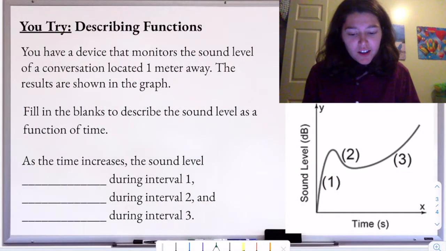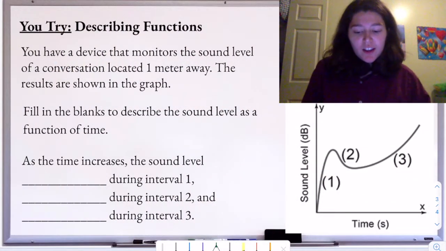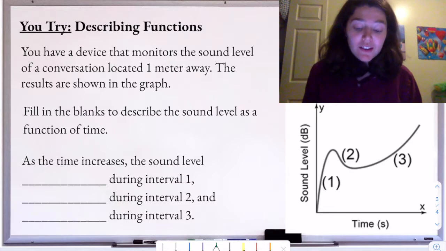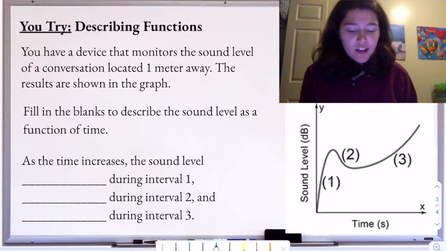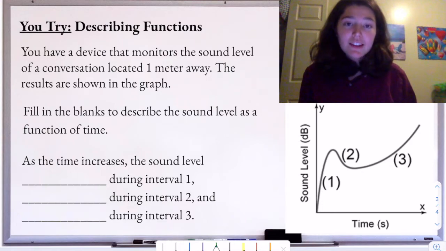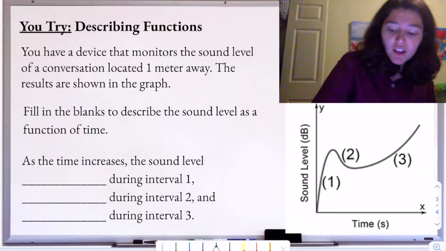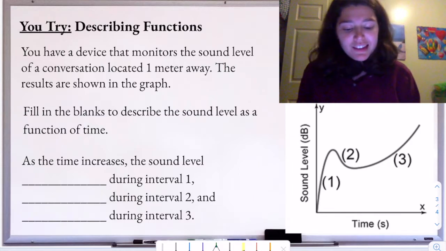Awesome. All right, so let's have one you try here. You have a device that monitors the sound level of a conversation located 1 meter away. It's like 3 feet away. The results are shown in the graph. Fill in the blanks to describe the sound level as a function of time.